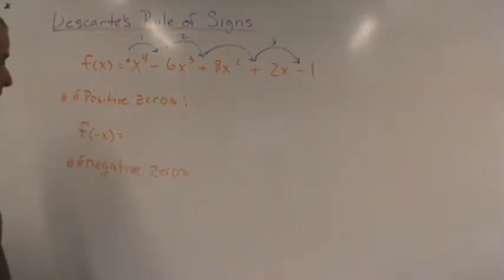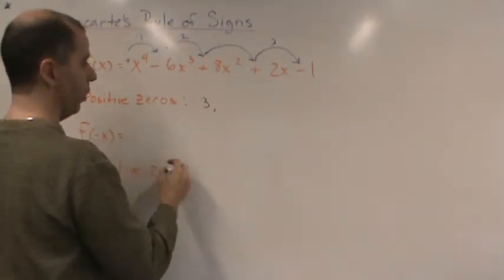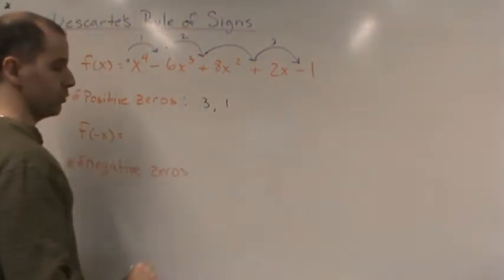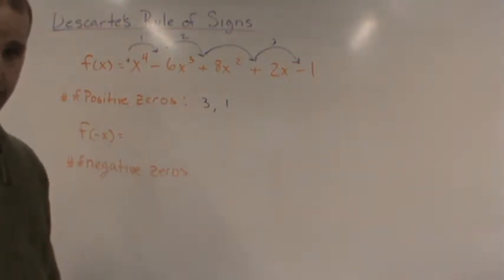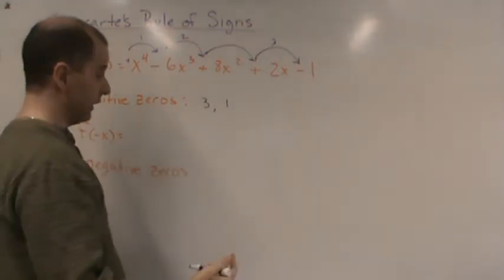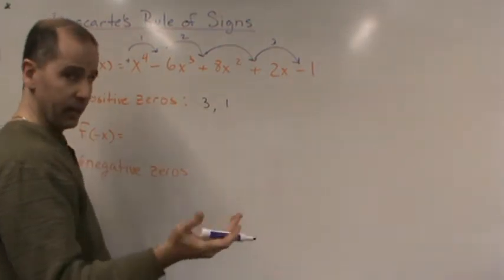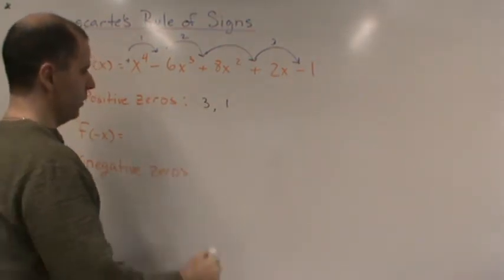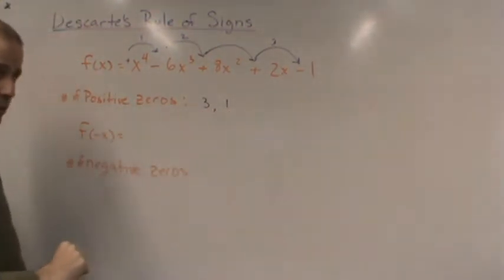So how does that work? That means the number of positive zeros is going to be 3 or 1, because we can subtract an even integer. I'm just going to subtract 2 until I can't anymore. When we reach 1, we can't subtract 2 because we'll get negative numbers, and we can't have negative numbers. So that means we either have 3 positive real roots or 1 positive real root.